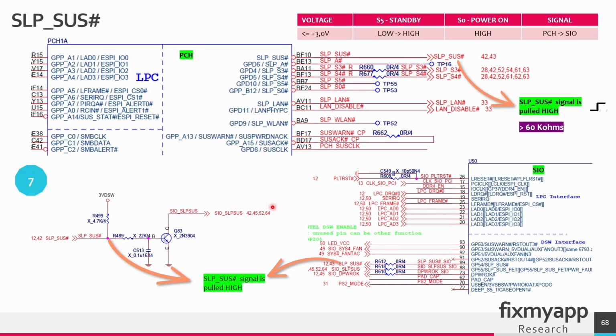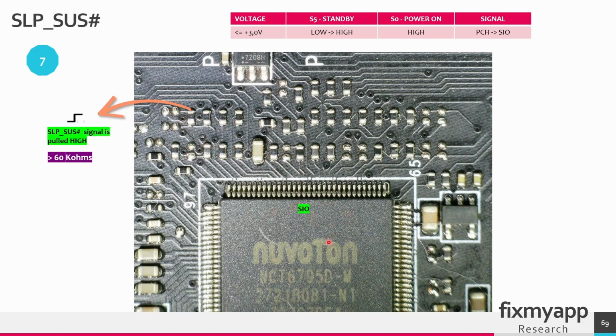This is the super IO chip, this is the resistor, and on one side the signal sleep suspend comes from the PCH and it will go into this super IO chip. This signal has to be around 3 volts. In standby state it will go from low to high, and in the power on state it remains high. And the signal comes from the PCH chip and it will go to this SIO chip.